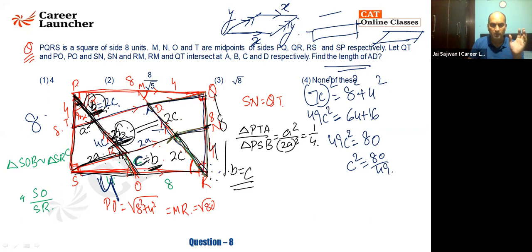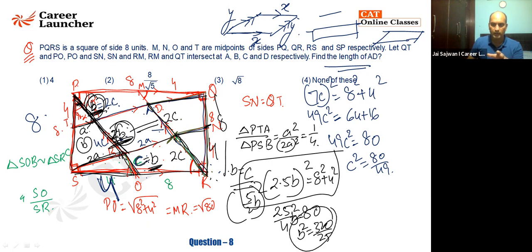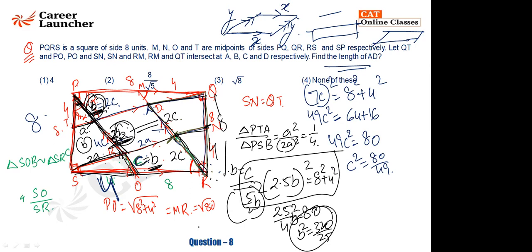कोई भी आपको दुविधा हो, you can ask. So from this, I get to know that this value will be coming out to be B. This is also B, and this will be B by 2. So total, it is coming out to be 2.5B. Square is equal to 8 square plus 4 square. I think it is clear. That is 25 by 4. Isko you can write 5 by 2B ka whole square is equal to 64 plus 16 is 80. And then I can do that. Just do it. You will get the answer. Just give me 1 minute.